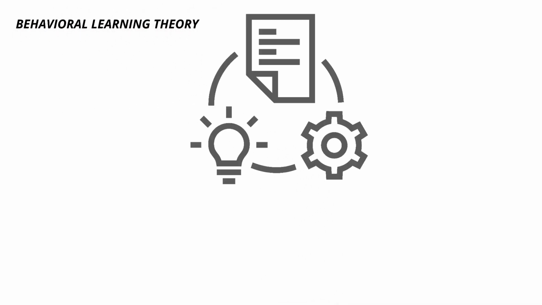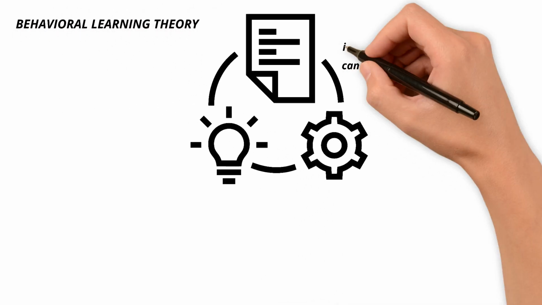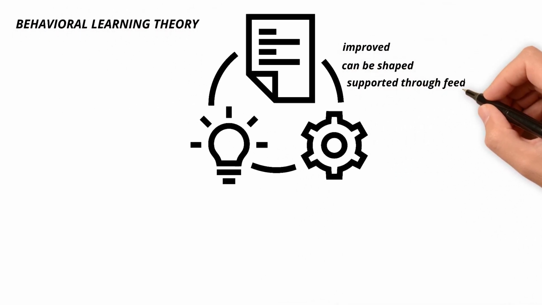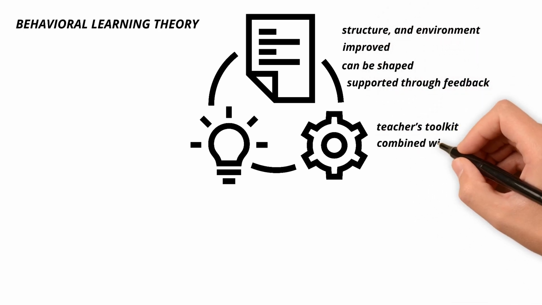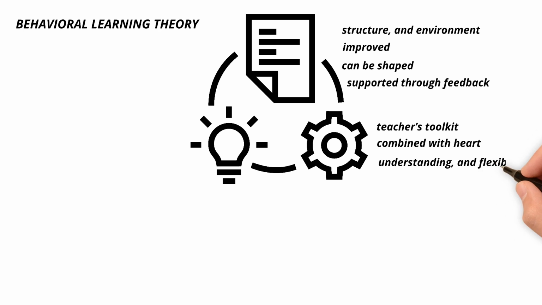So what's the big takeaway? Behavioral learning theory reminds us that our actions can be shaped, improved, and supported through feedback, structure, and environment. It's a great tool in a teacher's toolkit, especially when combined with heart, understanding, and flexibility.